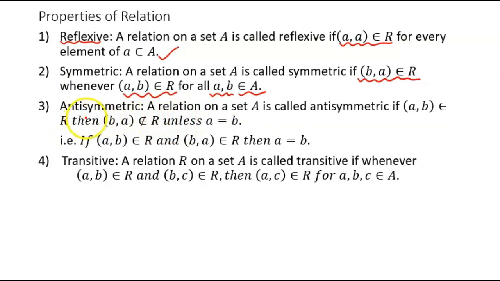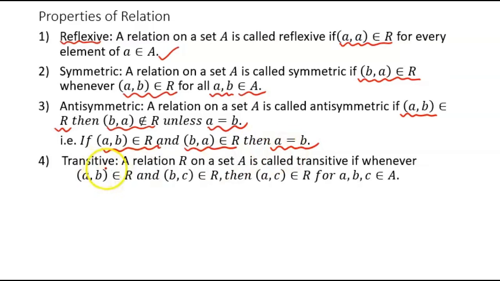What is an antisymmetric relation? A relation on a set A is called antisymmetric if whenever A comma B is in R, then B comma A should not be in R unless A and B are equal, right? So it means that if A comma B belongs to R, then B comma A should not be in R, except in those cases when A and B are equal. The definition can also be seen as: if A comma B belongs to R and B comma A also belongs to R, then A and B must be equal.